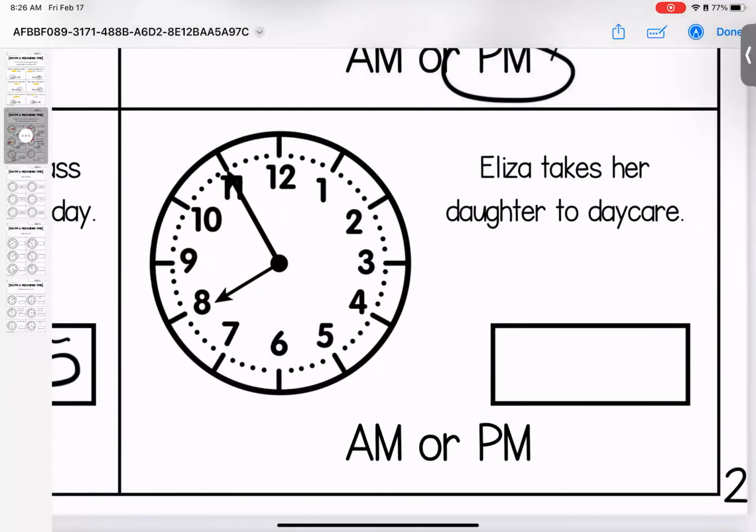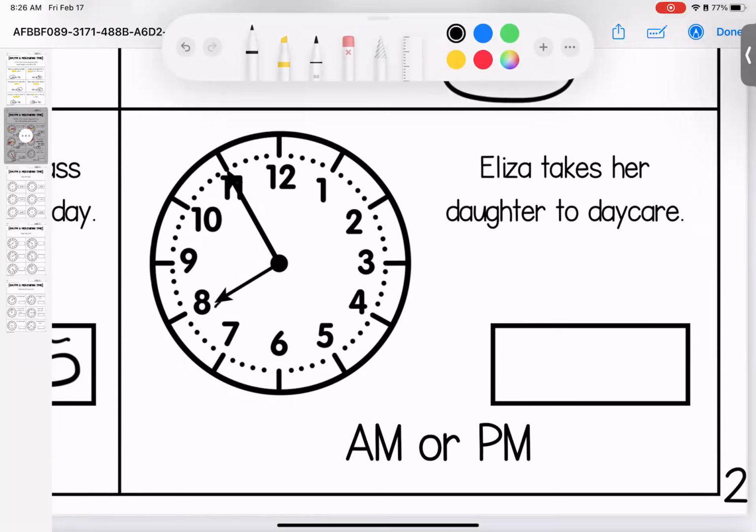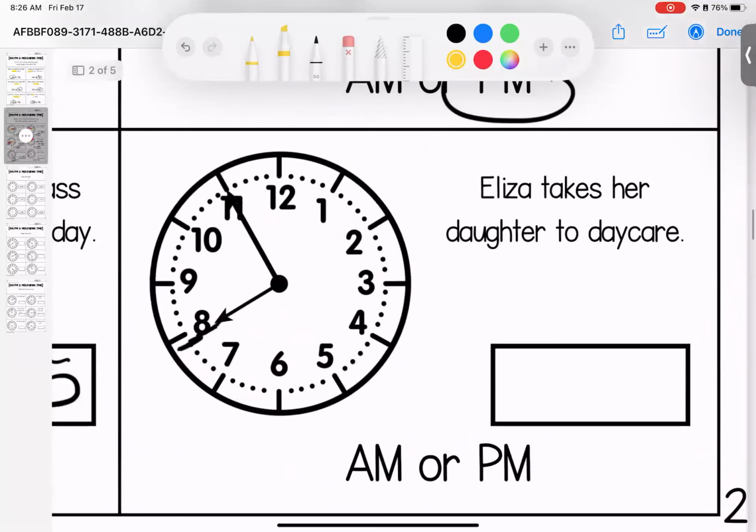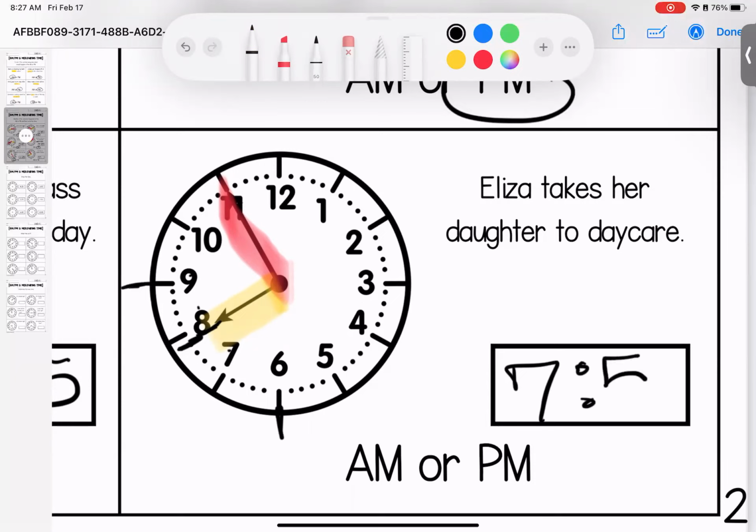Eliza takes her daughter to daycare. We are at the very end of an hour. Be very careful with that. We know that at the end of an hour, it can be really hard to tell what hour it is and what minutes. But we know that at the end of the hour, our minute hand is very, very close to the 12, and our hour hand is very, very close to the next hour, but not quite there. This is still within the 7 o'clock hour, starting at the 30, or if you remember the quarter hour, the 45. 30, 35, 40, 45, 50, 55, right on the nose, 7:55. And if she's taking her in the morning, it's AM.